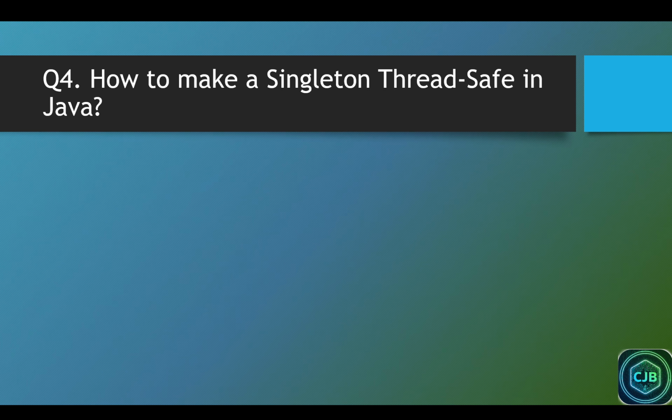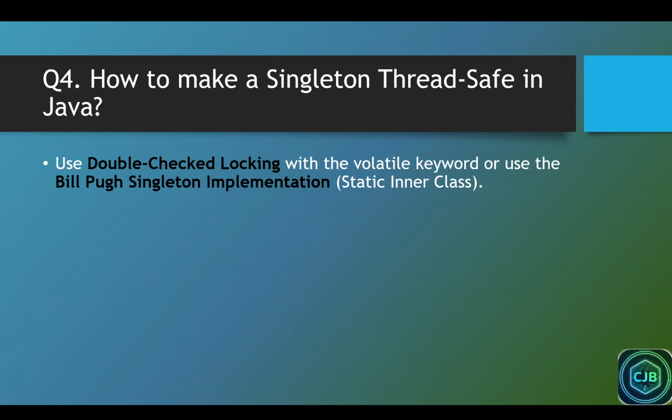How to make a singleton thread safe in Java? Use double-checked locking with the volatile keyword or use the Bill Pugh singleton implementation, static inner class.